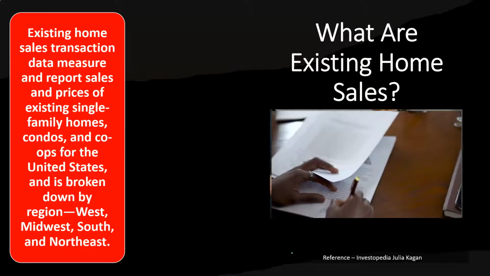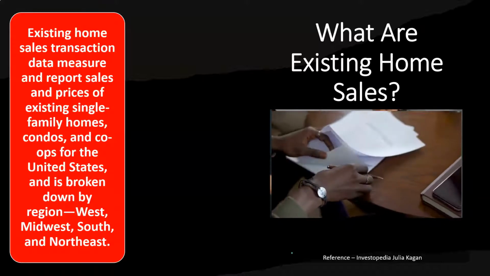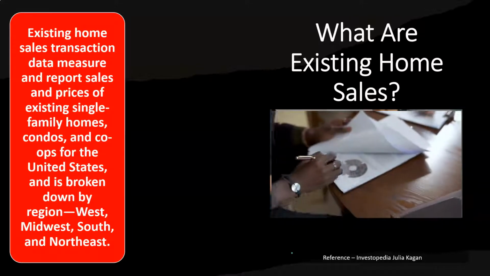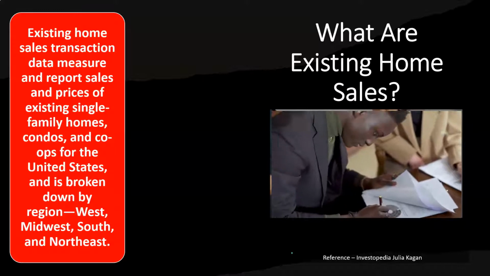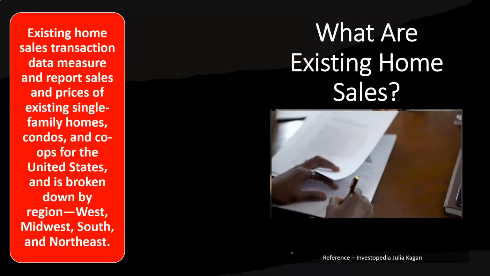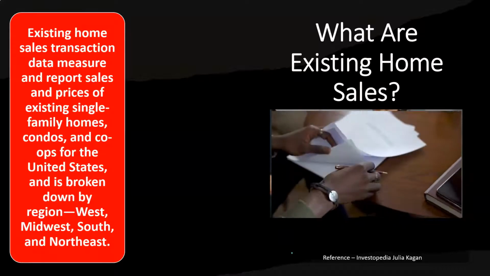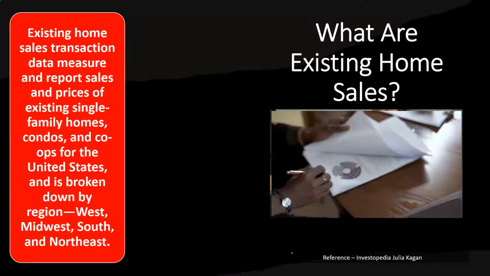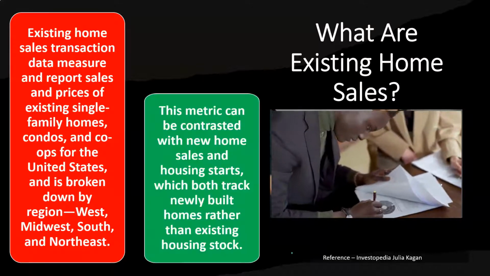Existing home sales transaction data measures and reports sales and prices of existing single-family homes, condos, and co-ops for the United States. It's broken down by region, that being West, Midwest, South, and Northeast. So you can get this general data there and get the trends, and then you can try to compare and contrast that to the sales taking place in your particular region, which you could look up with more real estate investment tools and websites.